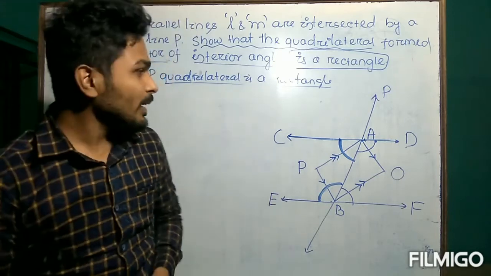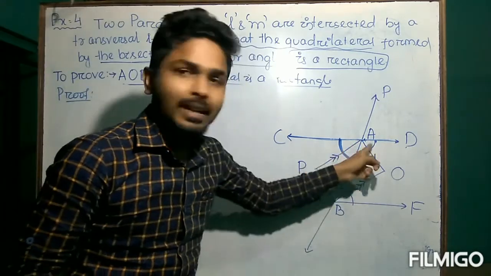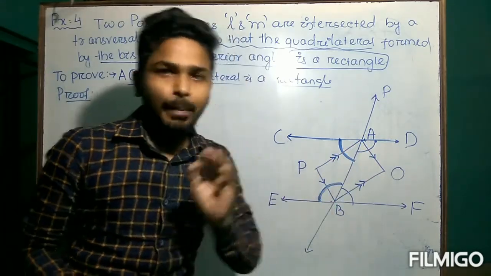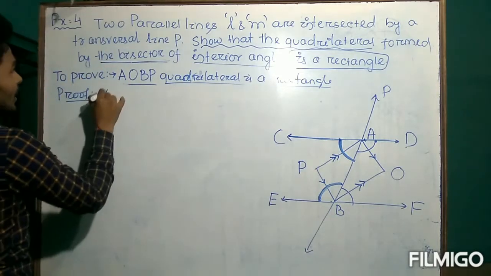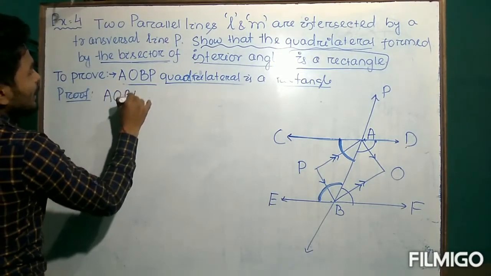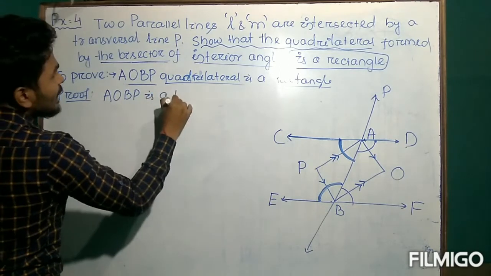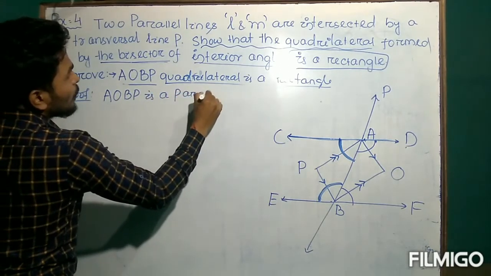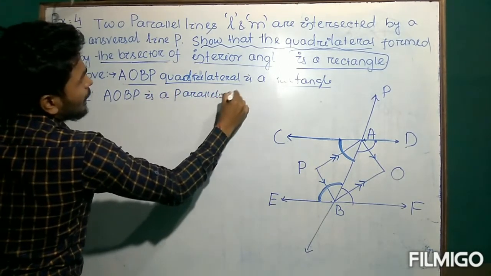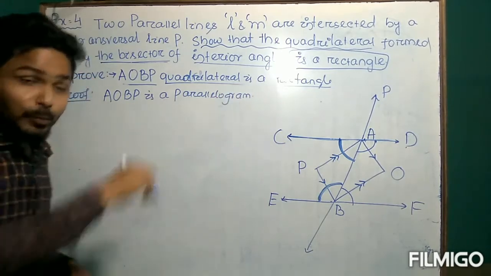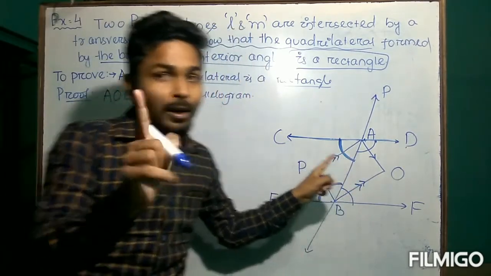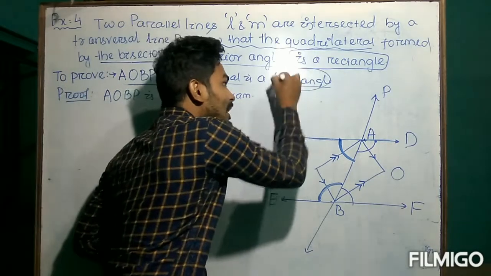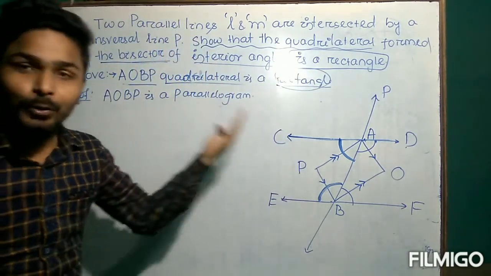So we have already proved that this quadrilateral AOBP is a parallelogram. But we have to prove this quadrilateral is not just a parallelogram, it is a rectangle. We have to prove this. How can we prove it?